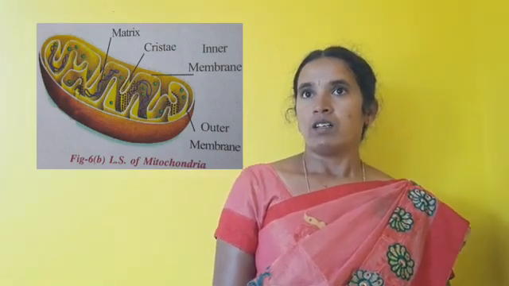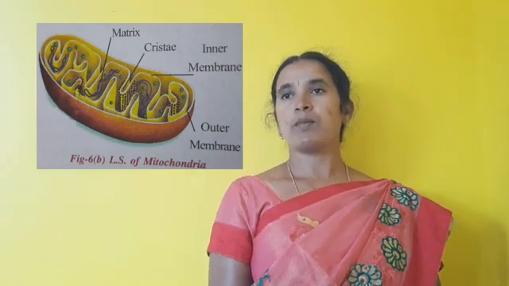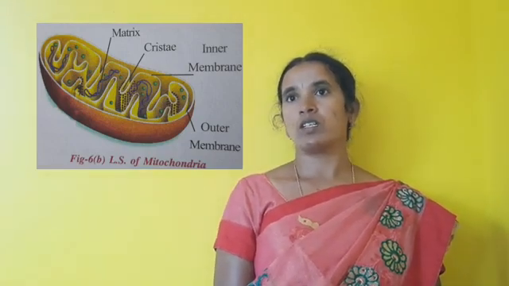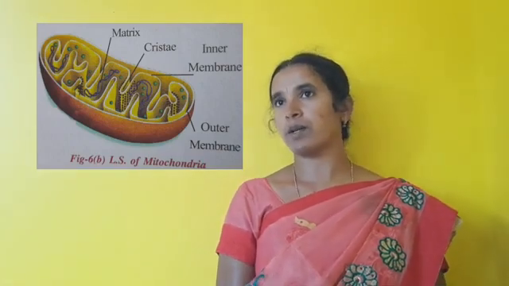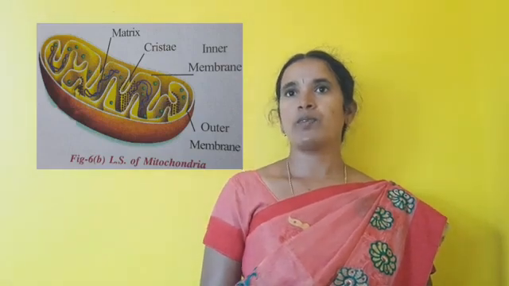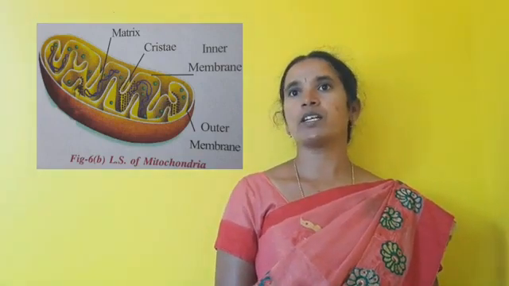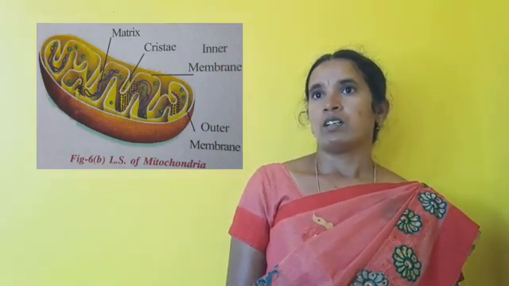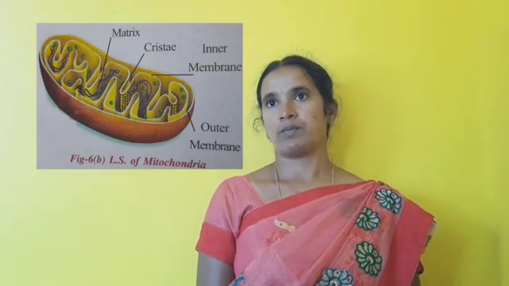Next, the inner membrane of mitochondria contains folds called cristae. How many mitochondria are present in each cell? 100 to 150. What is cristae? The mitochondria's inner membrane contains folds called cristae.